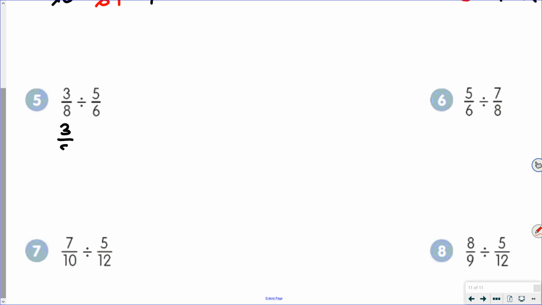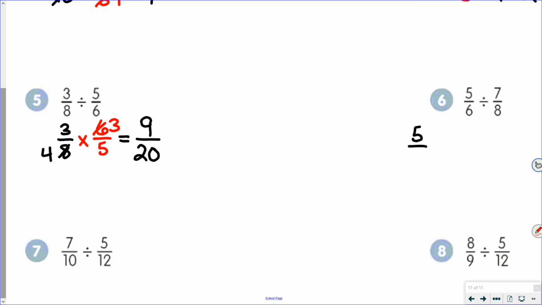Keep, times, turn. 8 becomes 4. 6 becomes 3 because we're dividing both of those by 2. 3 times 3 is 9. 4 times 5 is 20.